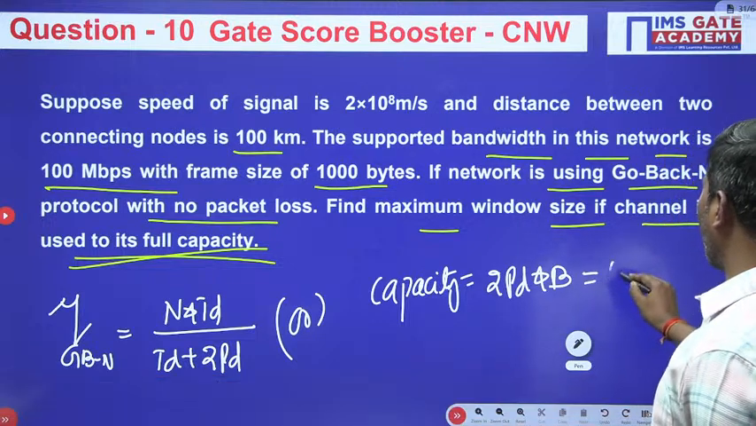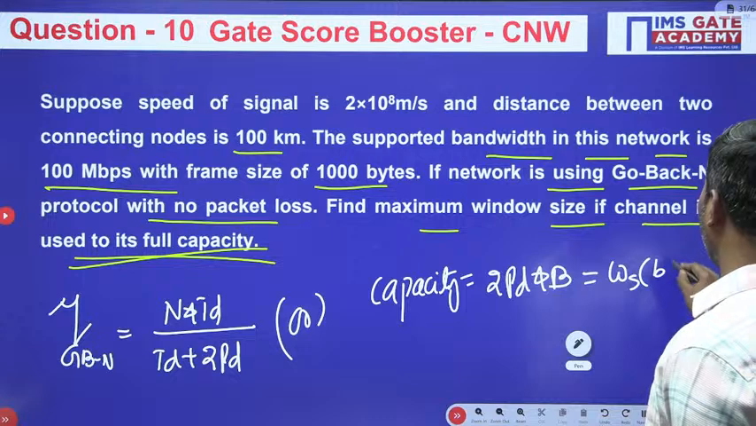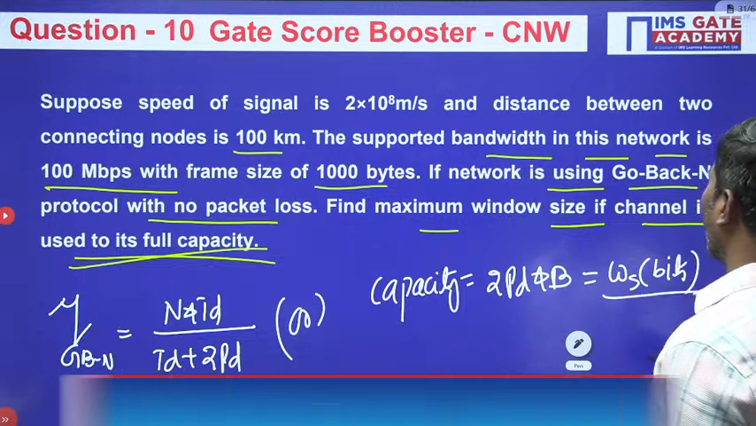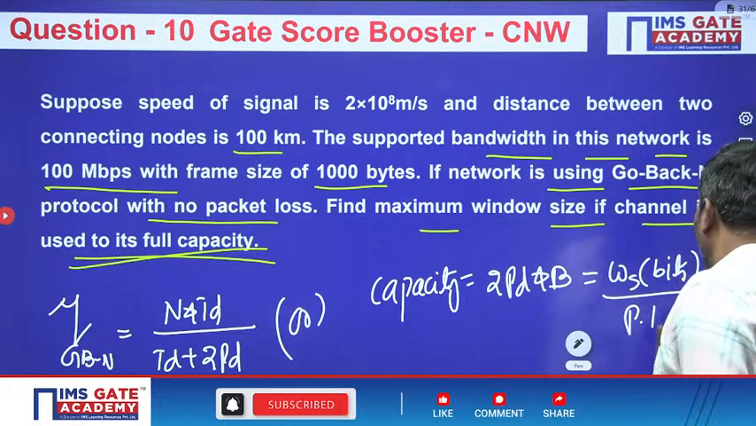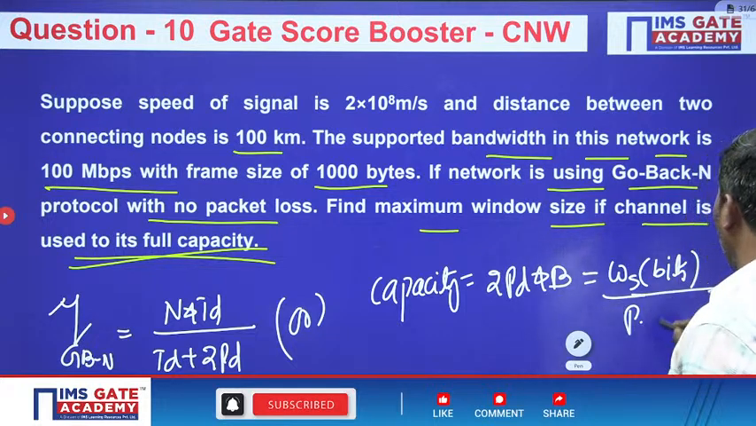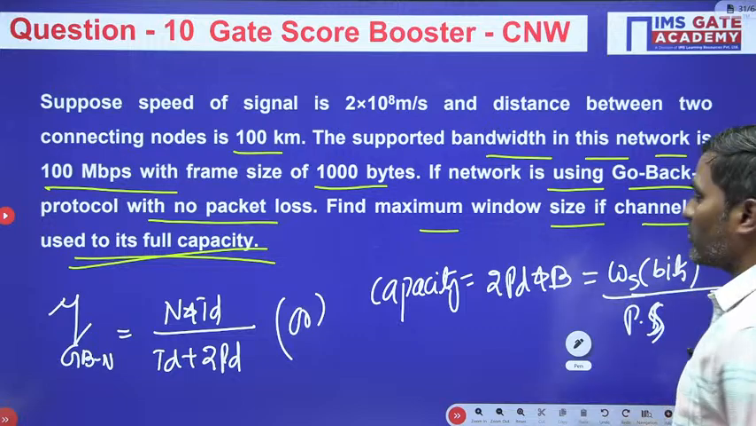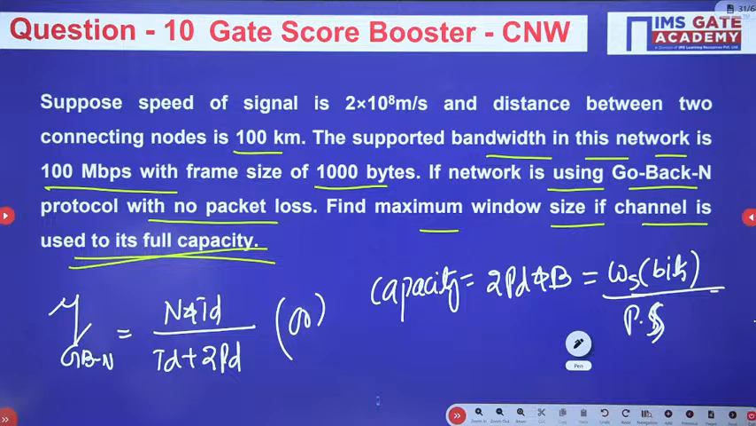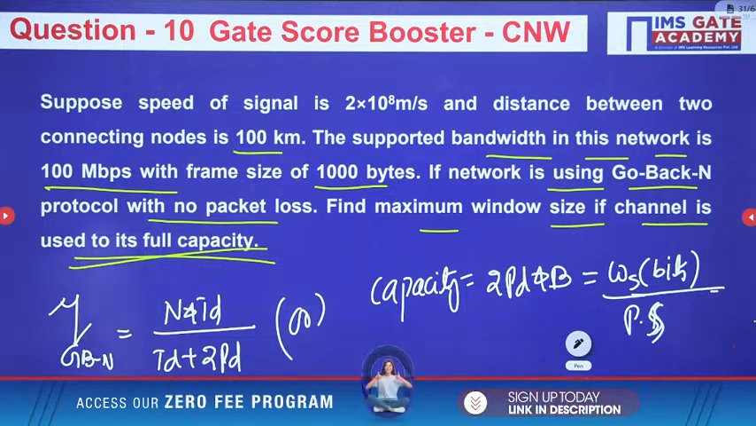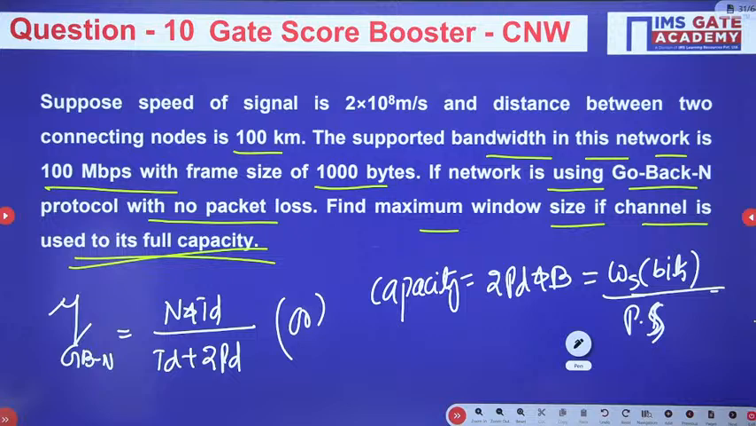So this will come, so the window size is in what? Bits. So this you divide by what? Packet size. You should divide by packet size, correct? This also gives the answer. N equal to 1 you are getting. Transmission delay.